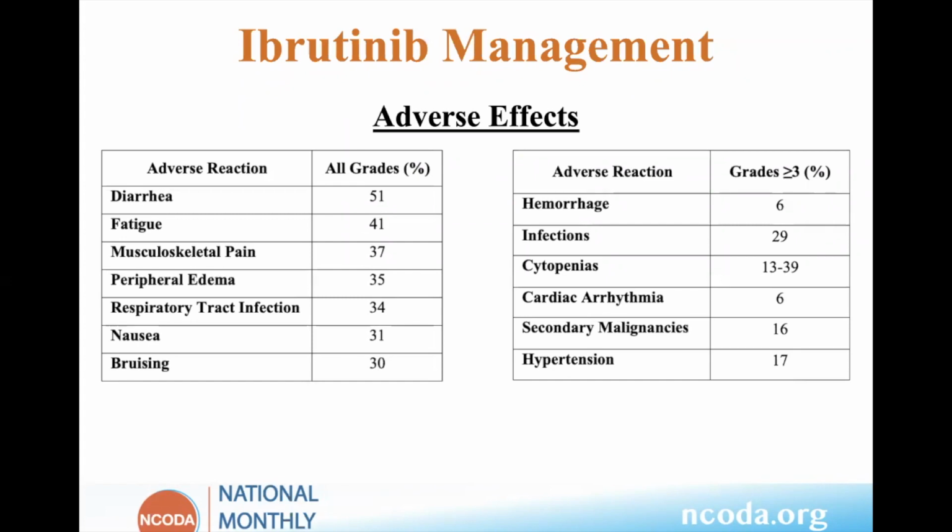Adverse effects that are associated with ibrutinib are, we listed the most prevalent adverse reactions from top to bottom. So diarrhea, fatigue, musculoskeletal pain, peripheral edema, respiratory tract infections, nausea, vomiting, and bruising. The grade 3 and 4 adverse reactions are listed on the right-hand side with hemorrhage, infections, cytopenias, cardiac arrhythmias, secondary malignancies, and hypertension.